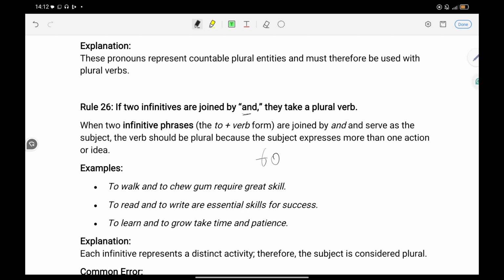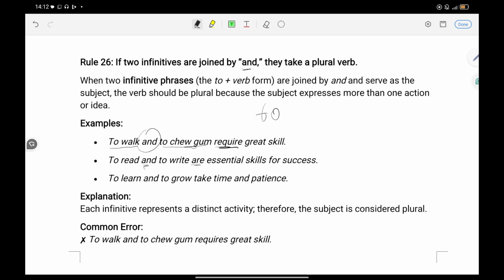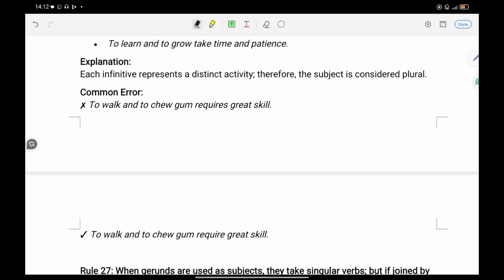So, for instance, to walk and to chew gum require great skill. So it is "require" because the infinitives are joined by a coordinating conjunction, and. To read and to write are essential skills for success. Plural. They are treated as plural because of the coordinating conjunction here. To learn and to grow take time and patience. To learn and to grow are separate activities that are joined by the coordinating conjunction, therefore they are treated as plural.